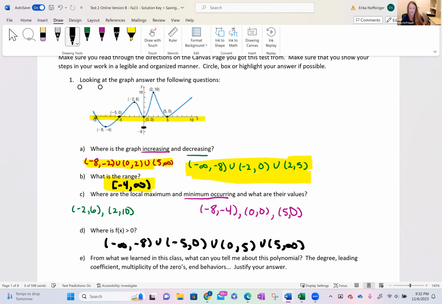If this had the equal to part of the inequality, then I would have included all the values from -5 and to infinity, as well as my -infinity to -8.